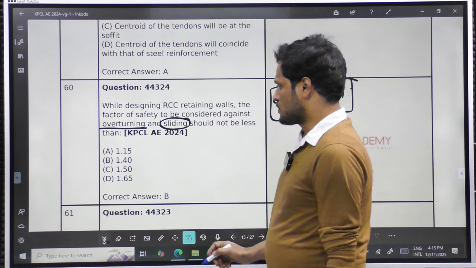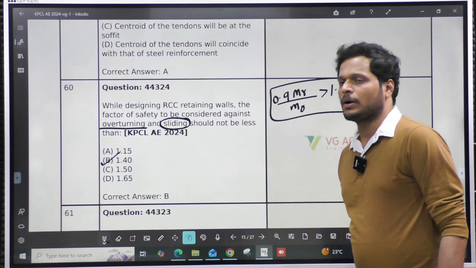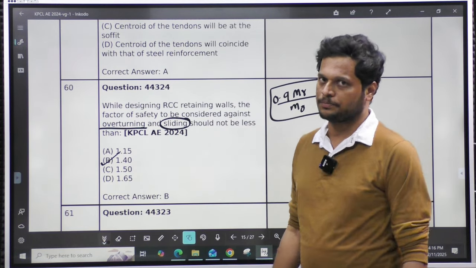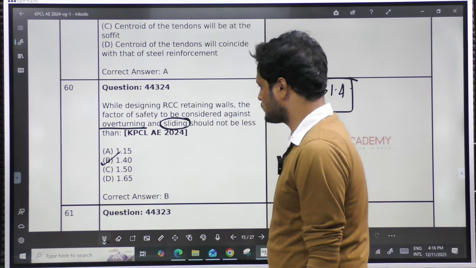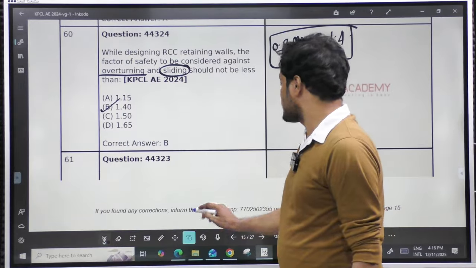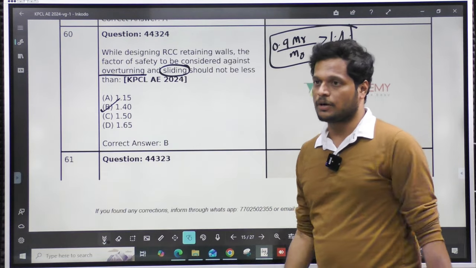Okay. So approximately we can take 1. For sliding we can take up to 1.5. As they have mixed both, we will take the possible answer 1.4. This 0.9 is considered because the weight will reduce during rotation, so only 10% we have to reduce the weight.